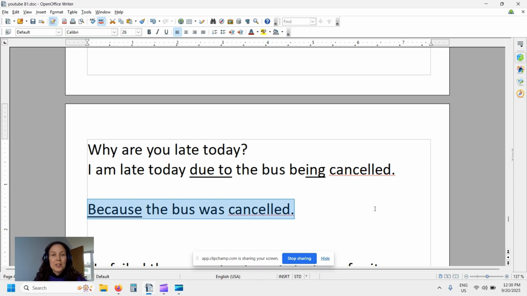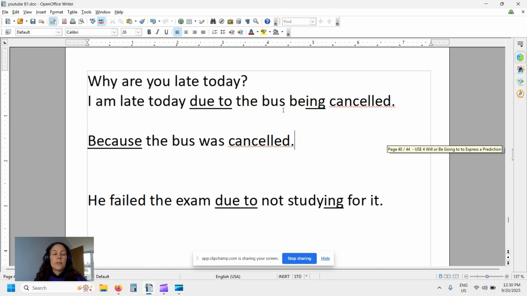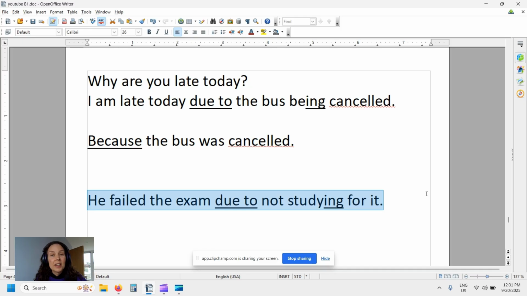bus was cancelled. When you're doing this exam, do not start a sentence with because. Always make a longer sentence and put because in the middle. If you are using due to, just pay attention because there is usually an ing involved here. He failed the exam due to not studying for it.